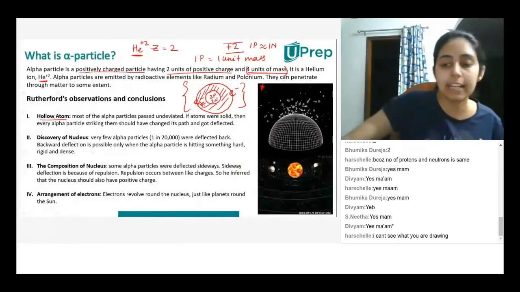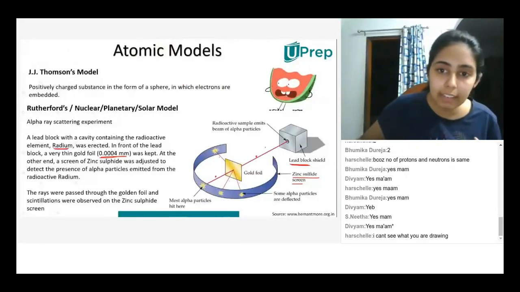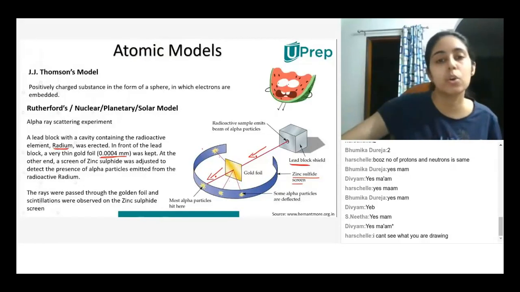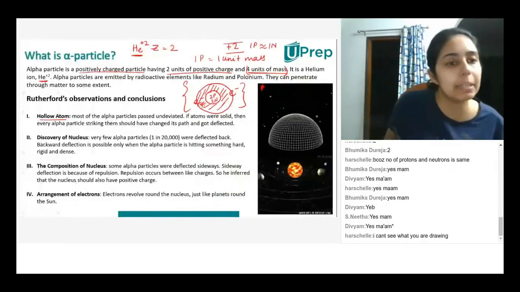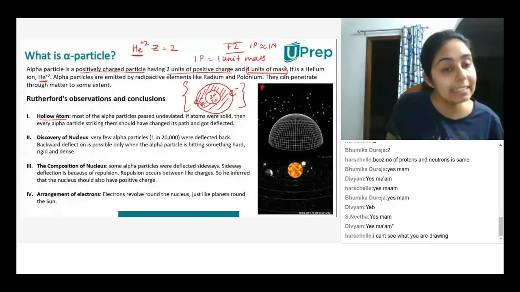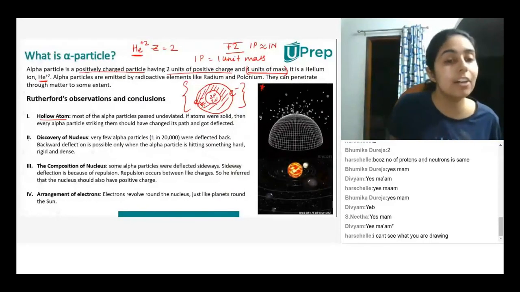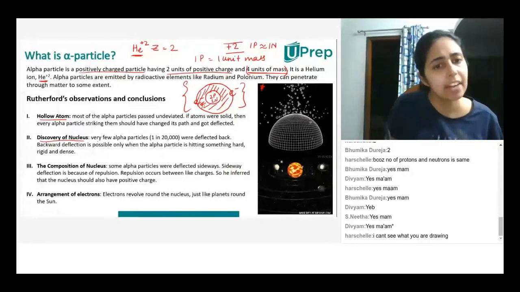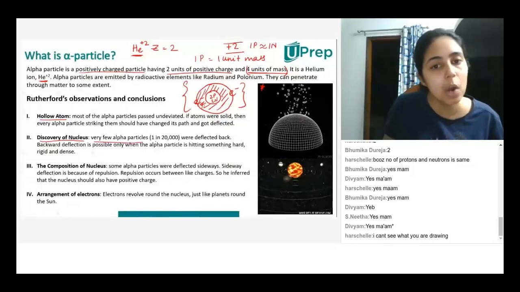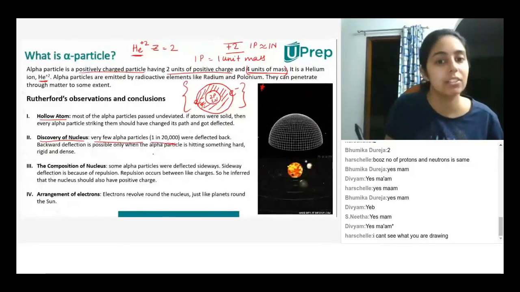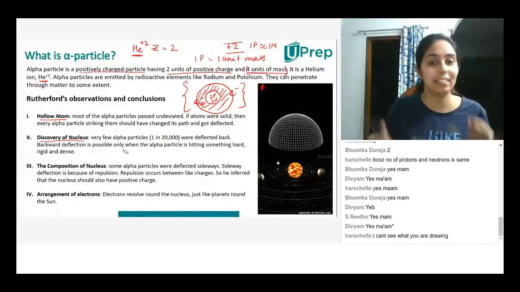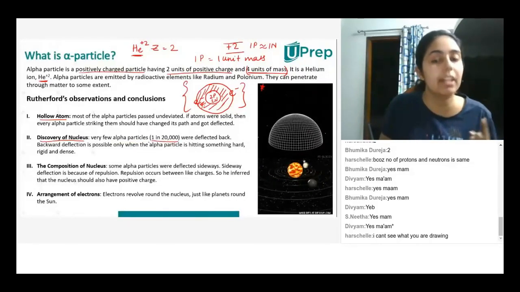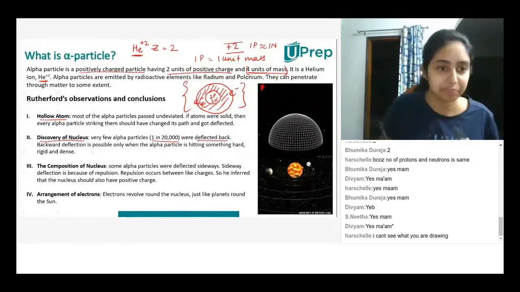So he noticed that most of the alpha rays went straight through the gold foil. They did not move here and there, most of them. So he concluded that the atom is hollow. Okay. The next thing he discovered was the nucleus. He noticed that very few alpha particles were deflected back, 1 in 20,000. So that's how little. 1 out of every 20,000 alpha particles was deflected back.